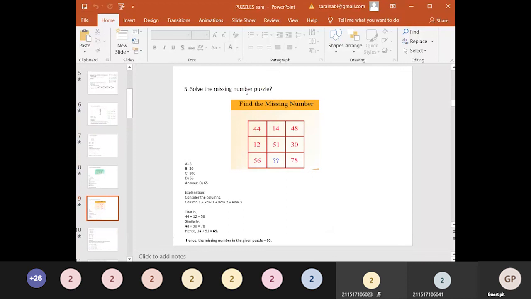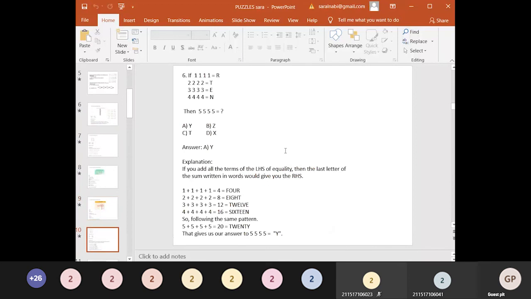Okay, and solve the missing puzzle. So you can answer for this. 44, 12, 56. Directly I can find out it is nothing but addition. It's a very simple case. Correct? Just when you add the first and the second row, you will get the answer for the third one. It is very simple. You can find out the answer is 65. When you see that, immediately you can find out. It's a very simple thing you can answer here.